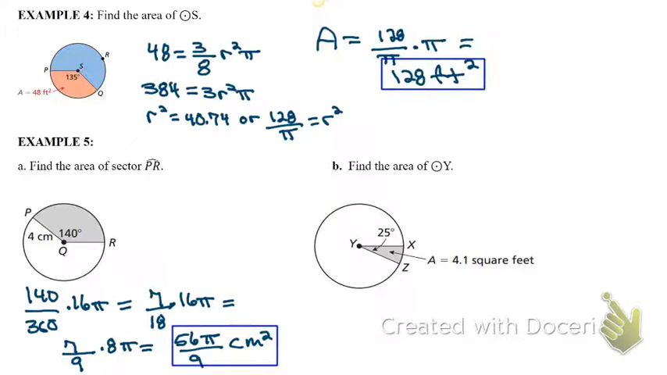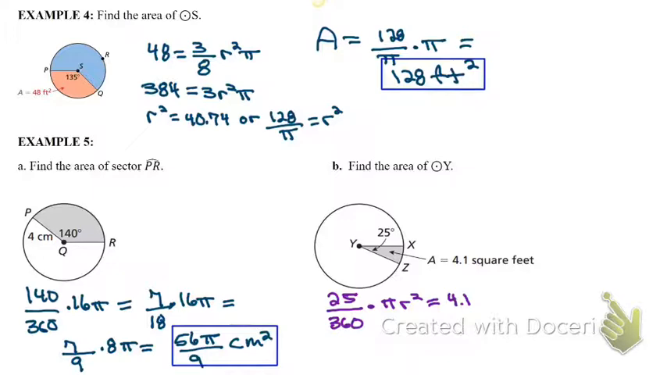5b is very similar to example 4, where we're trying to find the area of circle Y, and we're given the area of the sector, and we're given the degrees of that sector. So we want to set up our equation using what we know. The sector has 25 degrees. We need to divide that by 360 and multiply by pi r squared, and that's going to be equal to the area of the sector, which is 4 1/10.